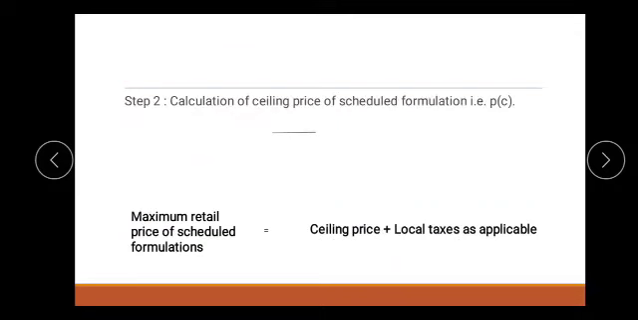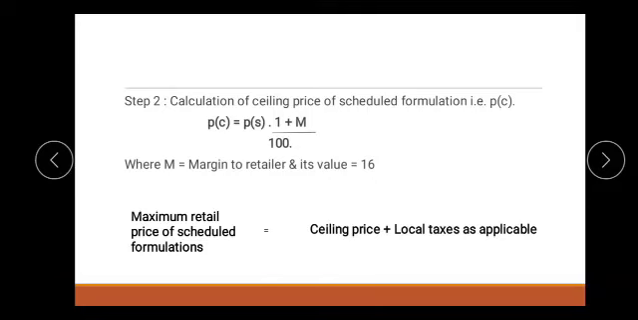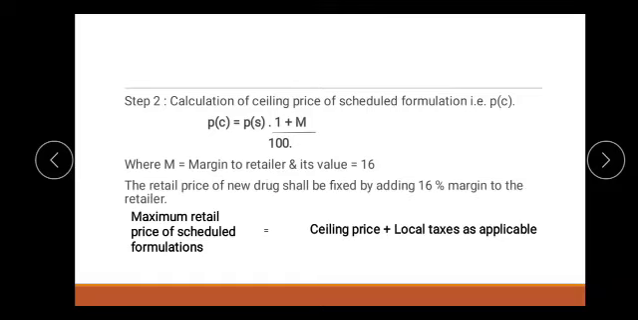Step 2. Calculation of selling price of scheduled formulation, that is P(c). P(c) is equal to P(s), meaning the average price to retailer, into (1 plus M divided by 100), where M is equal to margin to retailers and its value is equal to 16. The retail price of a new drug shall be fixed by adding 16% margin to the retailers.